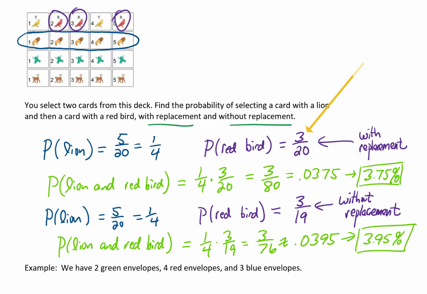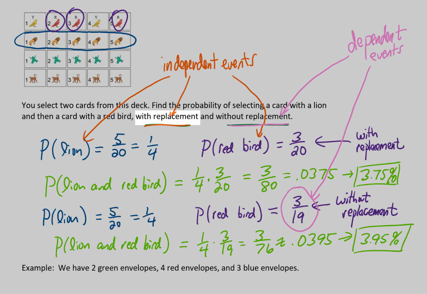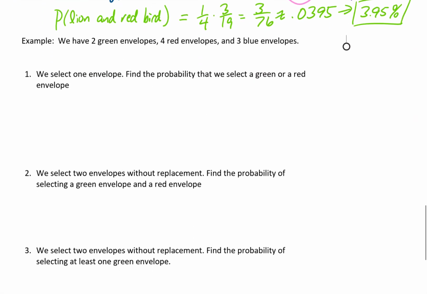However, you'll notice that when we did these experiments without replacement, this probability right here changed based on the first card that we drew. In other words, this probability right here was dependent on what happened in our first experiment. Whereas this event and this event, when we ran the experiment with replacement, were totally independent of each other. In short, experiments run with replacement will result in independent events, but experiments run without replacement will result in dependent events.